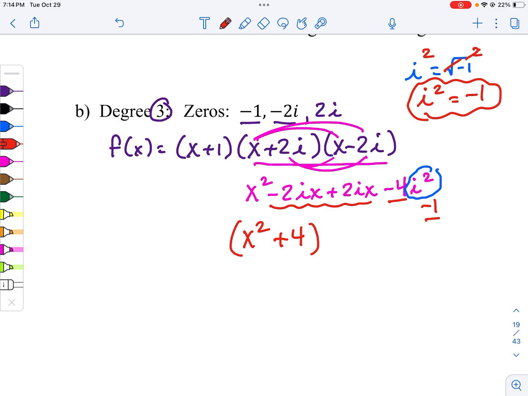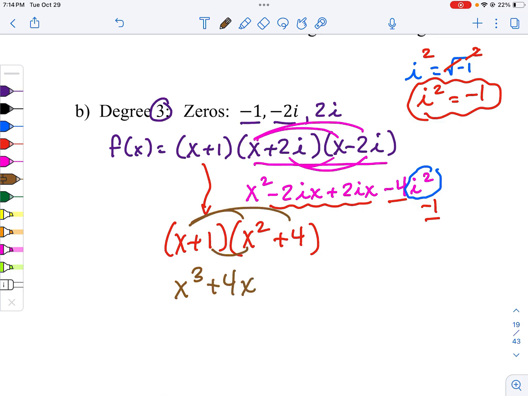So I've got to take that polynomial, and I can't forget that I need an x to the third, so I still have to multiply it by that x plus 1. So here I get x to the third. Here I get 4x. When I distribute the 1, I get plus 1x squared, or just x squared. And then the last one I get plus 4.